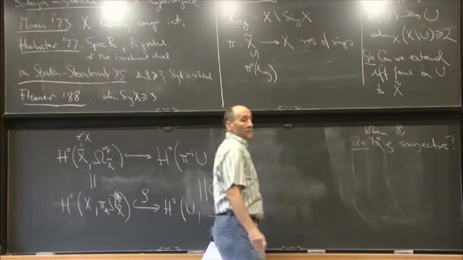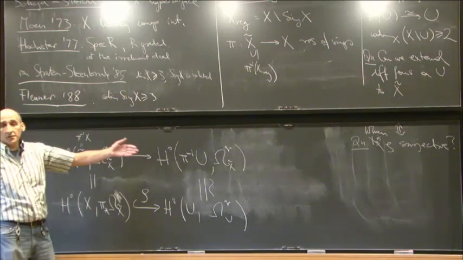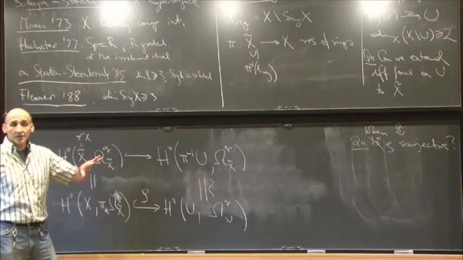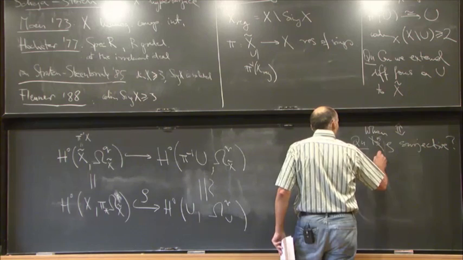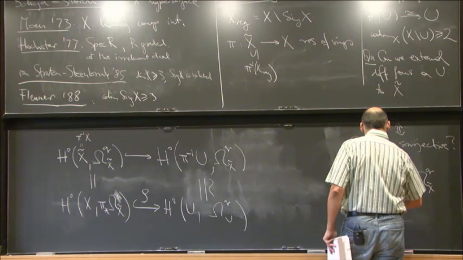Okay, so now I went back to work on X, and on X I know that the complement of U has codimension at least 2, so I know what it means that this map is surjective. It means that this sheaf is reflexive, right? We're on a normal variety, so X is normal, so it's S2, so this is equivalent to the question: when is the push forward of this sheaf reflexive?